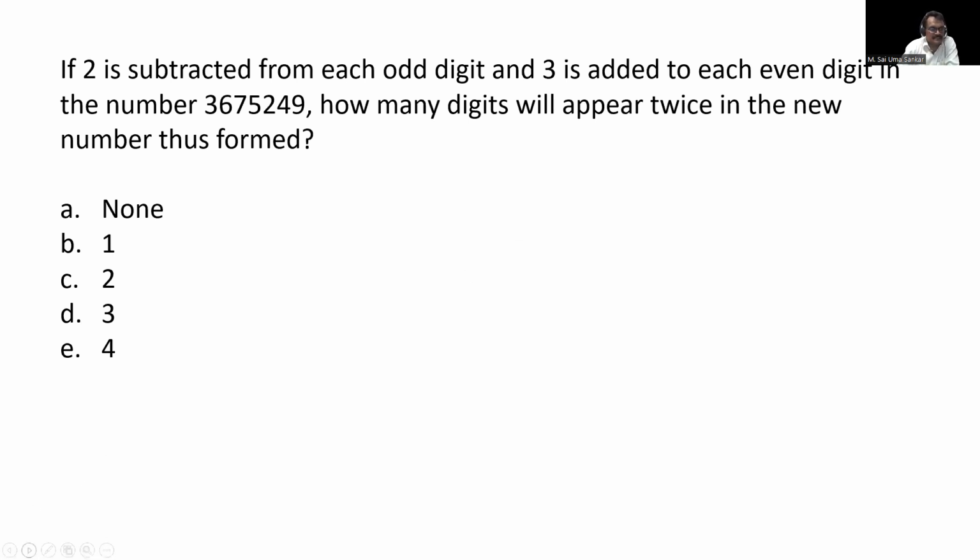What is the first question here? Here, if 2 is subtracted from each odd digit and 3 is added to each even digit in the number something. What is the number here? 3, 6, 7, 5, 2, 4, 9.